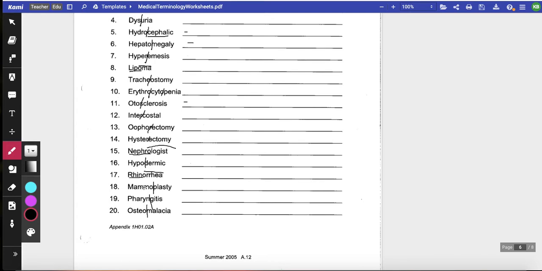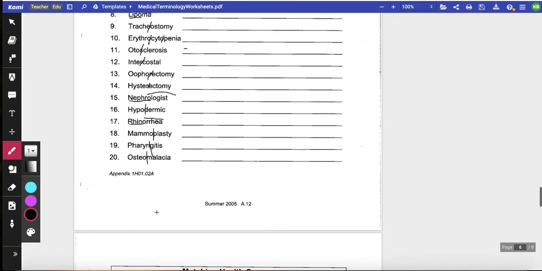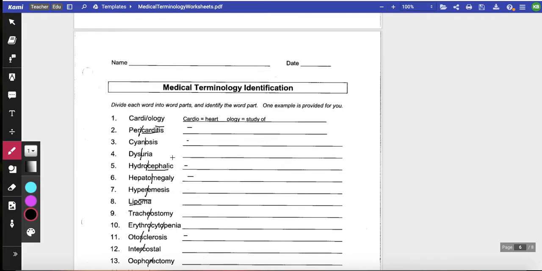Mammoplasty. Mammo meaning breast. Plasty means surgical repair. Pharynge meaning pharynx. Gitis meaning inflammation of. So this is inflammation of the pharynx. Osteomalacia. Osteo meaning bone, malacia meaning softening. Okay, osteomalacia. So you should have those answers for your medical terminology.